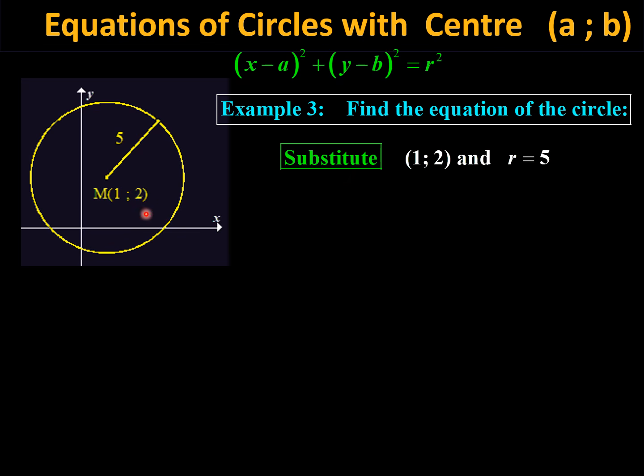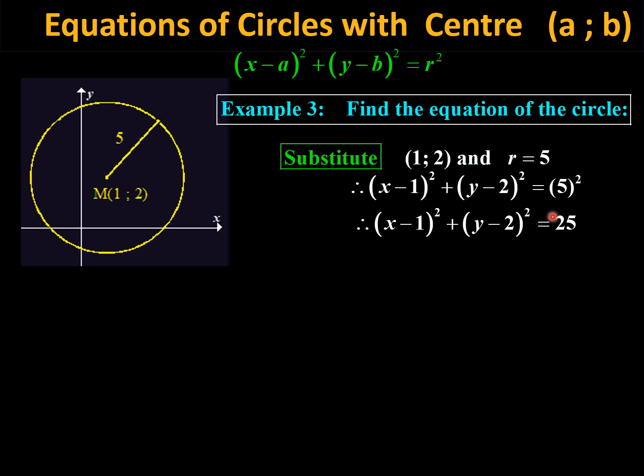You see there's a plus 1, so this becomes x minus 1. There's a plus 2, so that becomes y minus 2 squared. And then we put in 5, and 5 squared, we don't leave it as 5 squared, we write it as 25. So it's very straightforward. Just put the center's coordinates in there and the radius measurement.